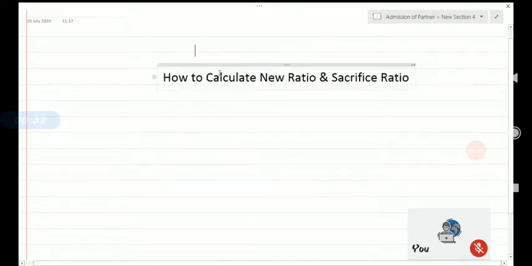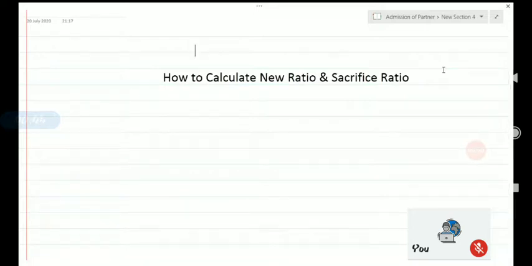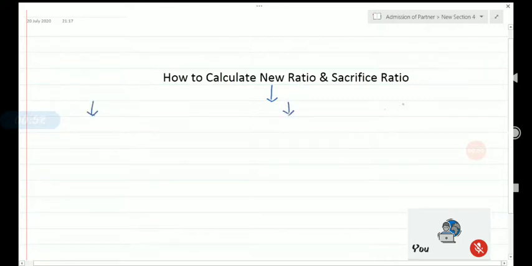because there are different methods. Each question contains some different kind of information regarding this calculation of new ratio and sacrifice ratio. Okay, and the main problem is that all the methods get merged at the time of examination. So let's learn how to calculate using the different methods. Basically there are three methods where you can calculate this sacrifice ratio.